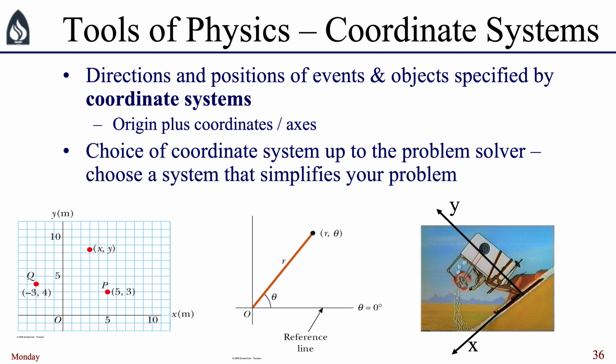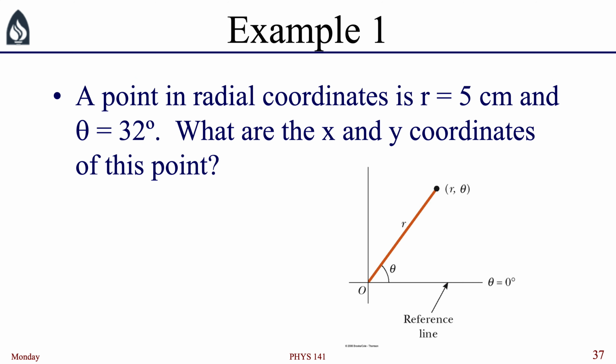So let's take a look at this example, and this example involves changing between one coordinate system and another. We have here a point in radial coordinates. It's 5 centimeters from the origin and at an angle of 32 degrees from our reference line. We want to change this into x and y coordinates, where we assume that the reference line is the x-axis and the line 90 degrees to that is the y-axis.